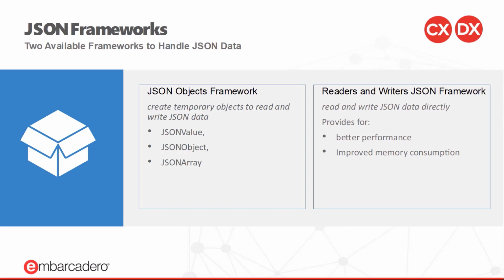RAD Studio provides multiple ways to deal with the JSON. There's a JSON objects framework, which creates temporary objects to read and write JSON data. There's also a readers and writers JSON framework, which allows you to read and write the JSON data directly. So first we'll look at the JSON object framework, and then we'll look at how easy it is to use the readers and writers framework for better performance and improved memory consumption.